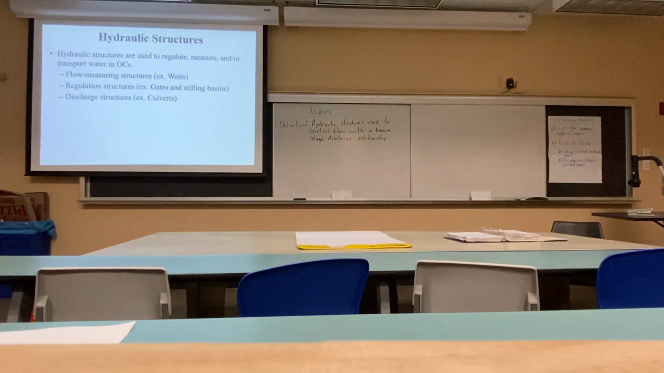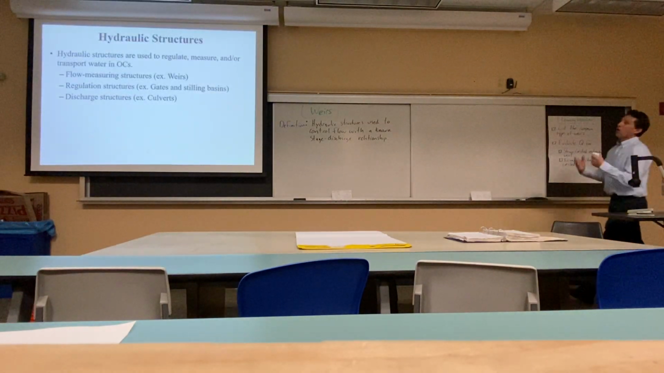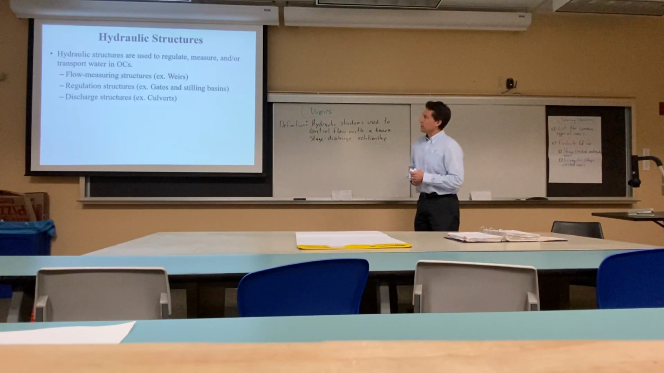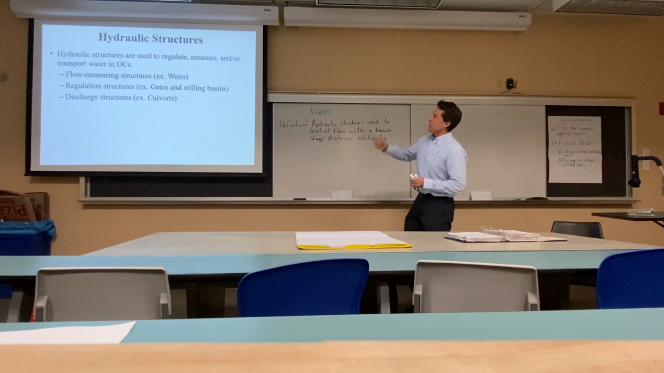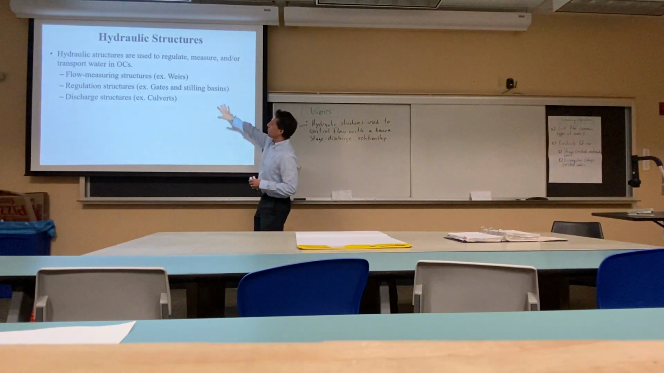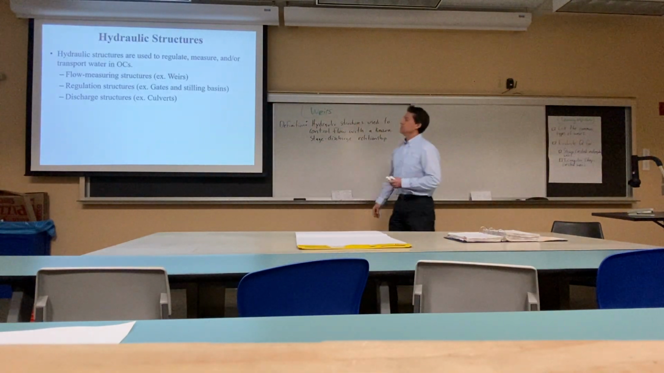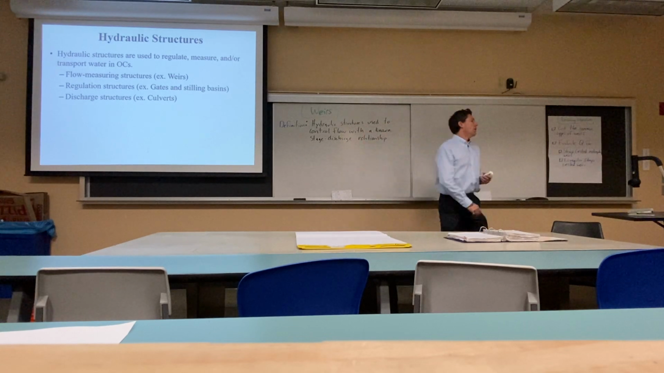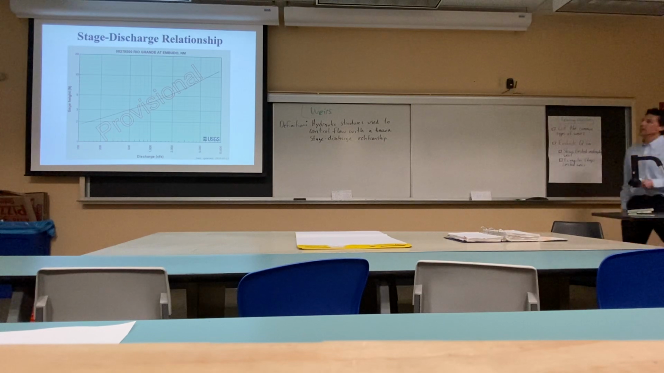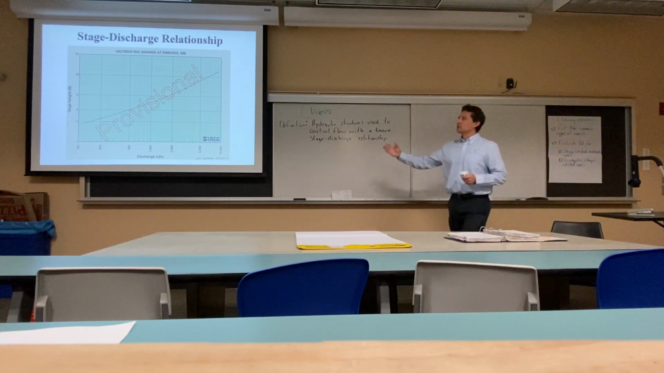So the first slide there is hydraulic structures, and they are always used to regulate, measure, and or transport water in open structures. We're looking at flow measuring structures right now, that is weirs, gates and stilling basins or regulation structures, and then discharge structures to get rid of water are culverts. And so what we're looking at to try and create is this beautiful stage discharge relationship, right?